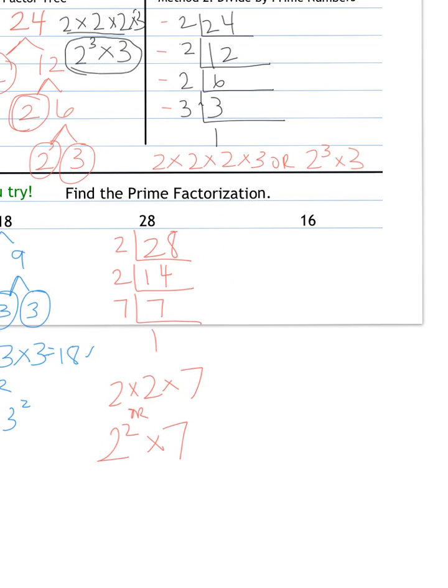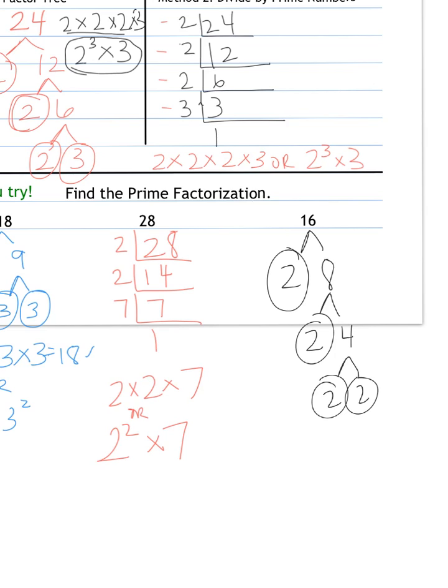And our last one here, 16. I'm going to do a factor tree for this one. I'm going to start by dividing it by 2 and 8. 2 is prime. Now 8, I can divide into 2 and 4. 2 is prime. And the 4 can be split up into 2 and 2. And I can write that out as 2 times 2 times 2 times 2, all of them prime numbers, or 2 to the power of 4.